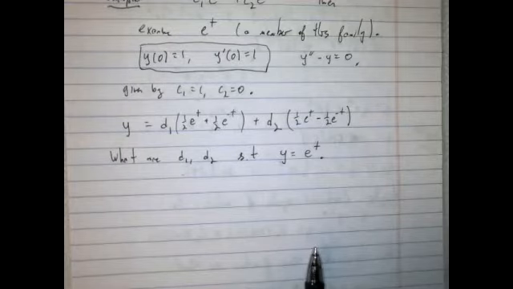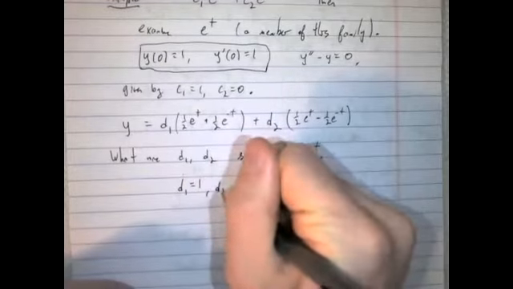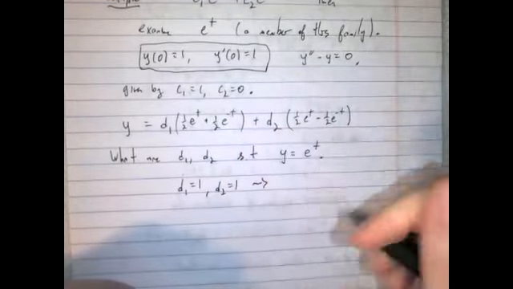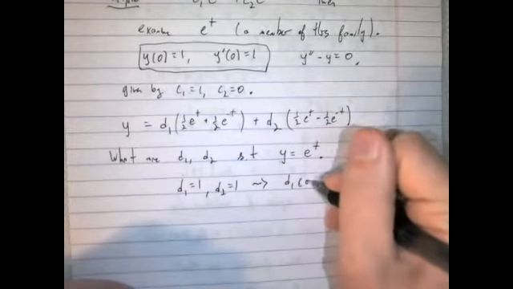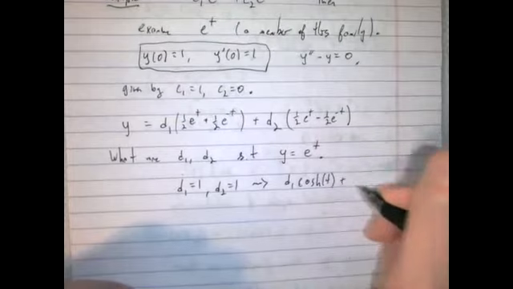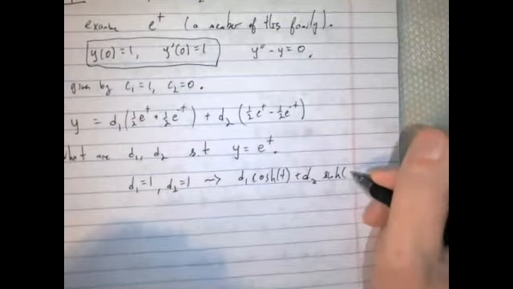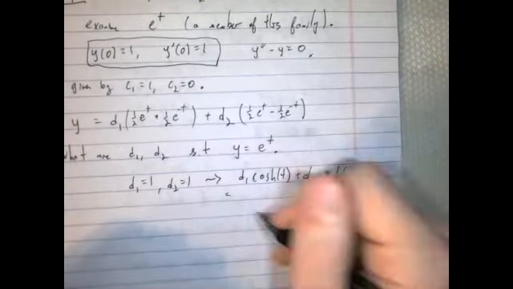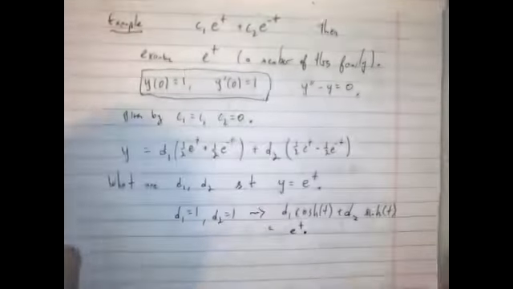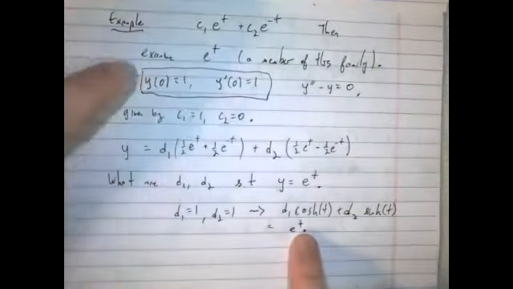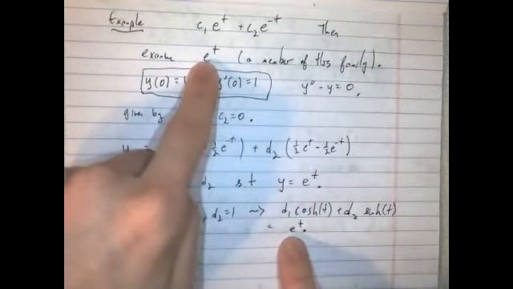Are they both 1? Yeah, exactly. Here, D1 equal to 1 and D2 equal to 1 will yield D1 cosh t plus D2 sinh t is equal to e to the t. So I still have a unique solution to the differential equation satisfying this initial data. It's still just e to the t.